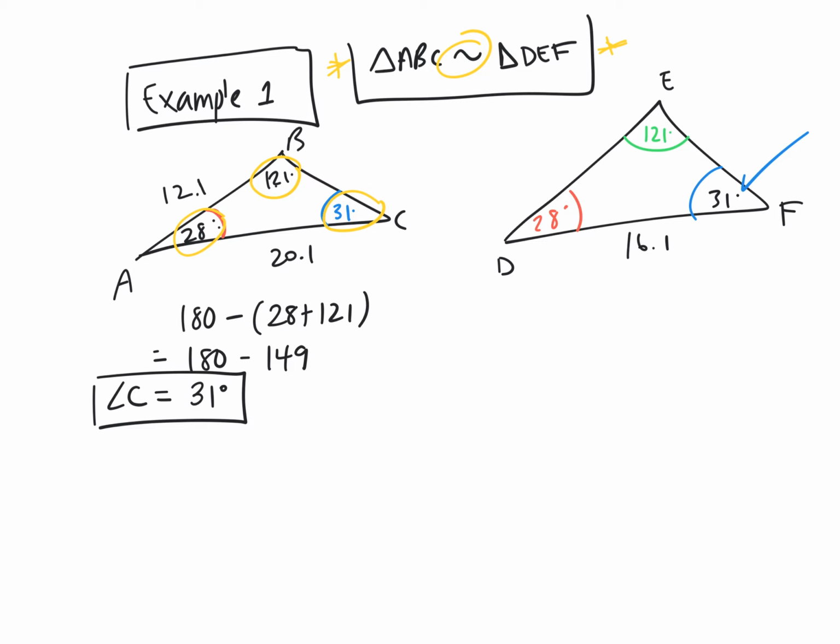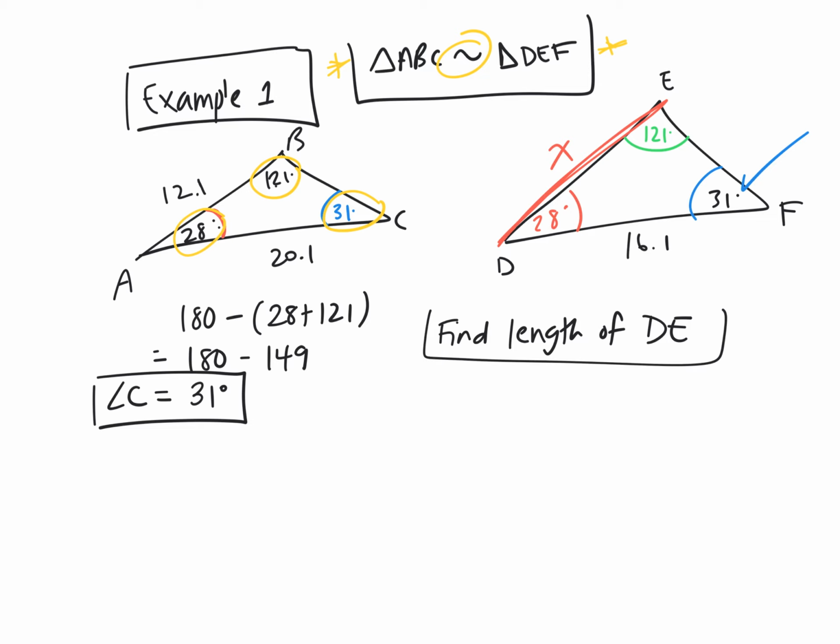Now the question says, find the length of DE. I'm going to highlight this and put an X here. I'm trying to find X, right? Everyone agrees that that's the unknown side length I'm trying to find? We have to set up a proportion. Remember, the ratios of the corresponding side lengths are equal.